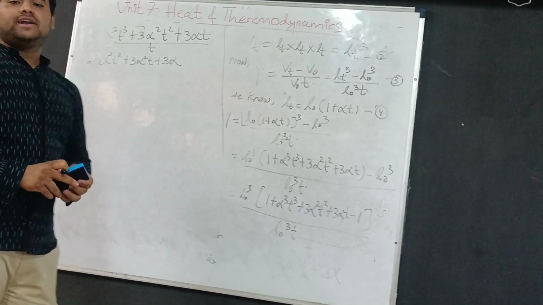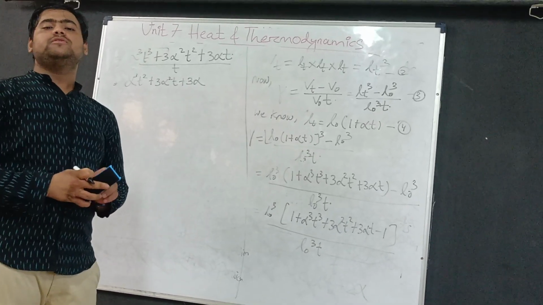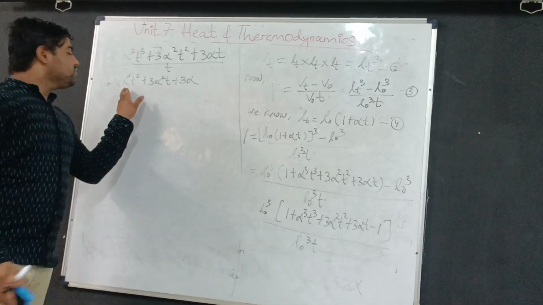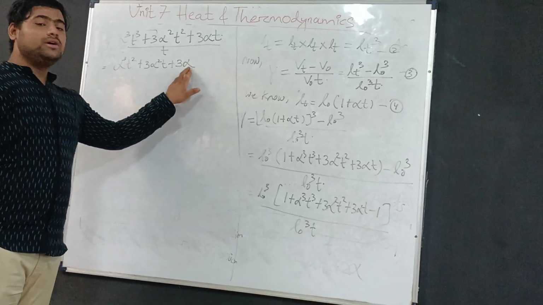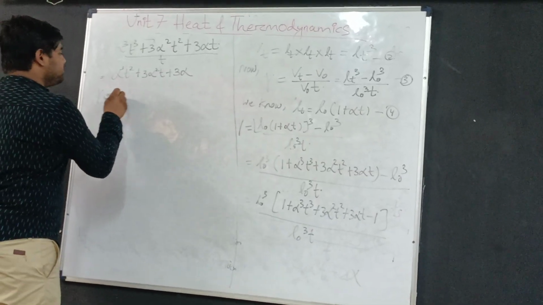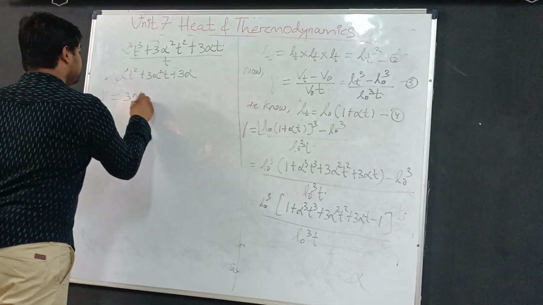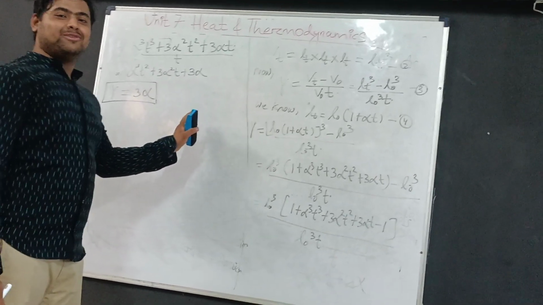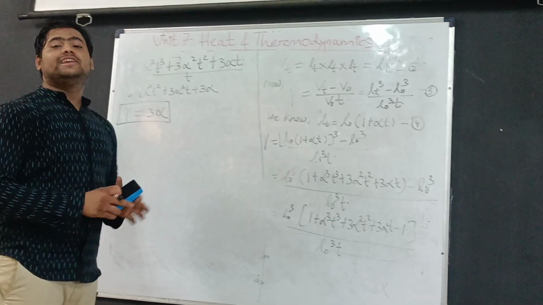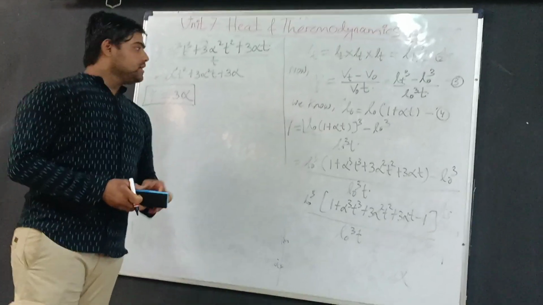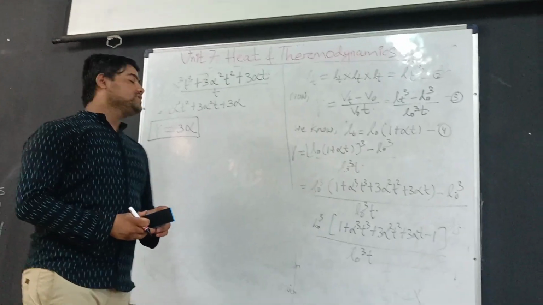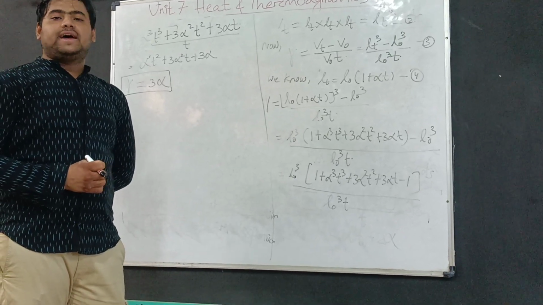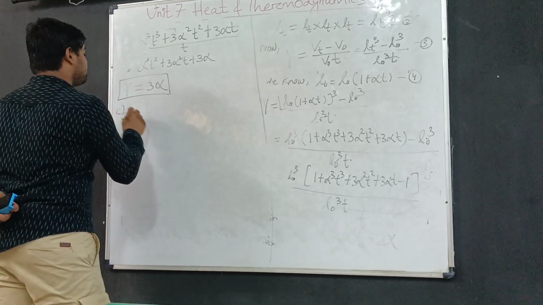Now we take the assumption that we will neglect the higher order terms of alpha. We will only consider the power 1 of alpha. So here we will neglect the first and second terms. Only the third term will remain. So the equation will reduce to gamma equal to 3 times alpha. We have found the relation between the expansion coefficients gamma and alpha. Now we can find out the relation between the expansion coefficients beta and gamma.